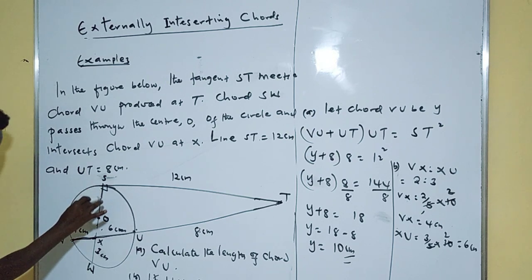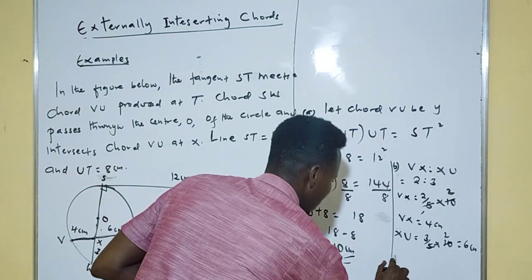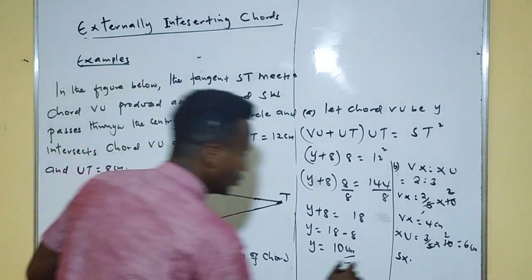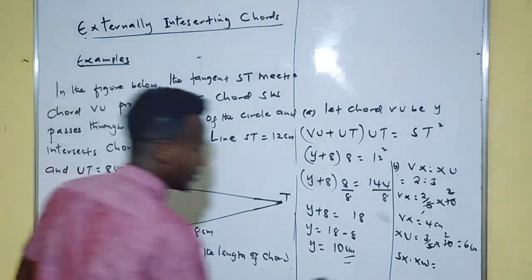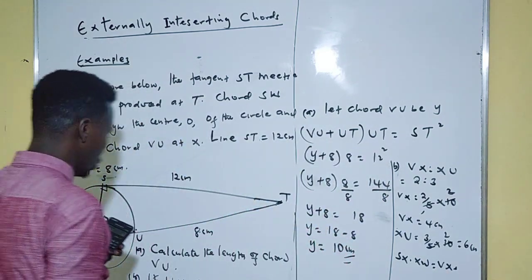But remember, these are internally intersecting chords. So we are told to get Sx. As you can say, Sx multiplied by xw is equal to Vx multiplied by, that dot is multiplication, Ux.